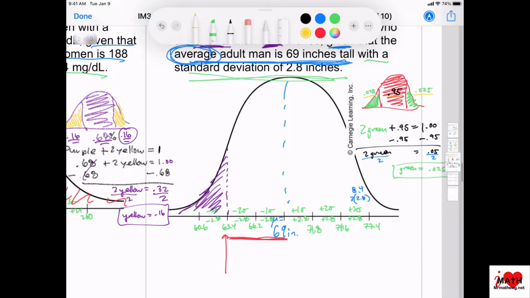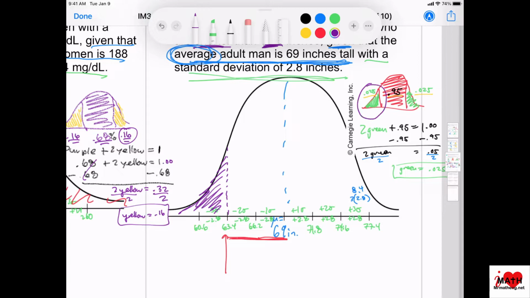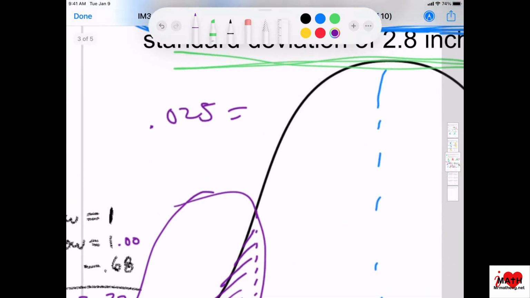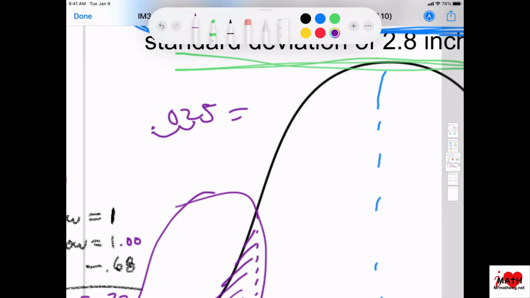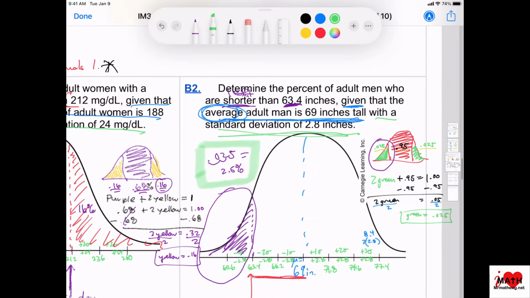Okay, so that basically means in this here, I was just trying to find this region. Does that make sense? So our answer is 0.025, which is, if you move the decimal 2 places or multiply by 100, you will get 2.5%. Let's box our answer. 2.5% of the population is shorter than 63.4 inches.